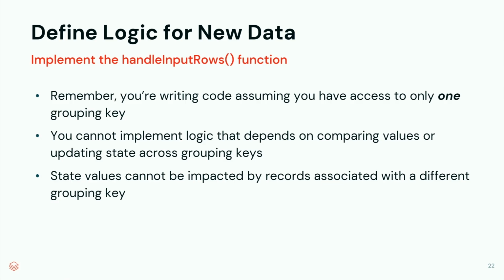Now, arbitrary stateful operations, you need to think about this a little carefully. When you are defining your logic, you have access to one key. You don't have access to all of them. You have access to one. You cannot implement logic that depends on information in other grouping keys. So in our case, we're using sensor ID. We're receiving data from multiple sensors. You can't go look at information from another sensor when you're defining your logic. You can't affect the state of another sensor when you're defining your logic. So you have one sensor in your hand, and you're going to define grouping logic for it.